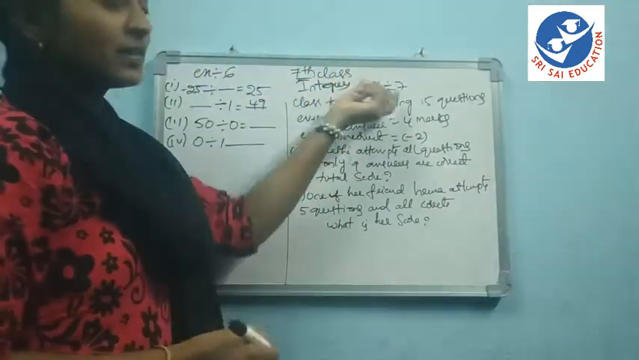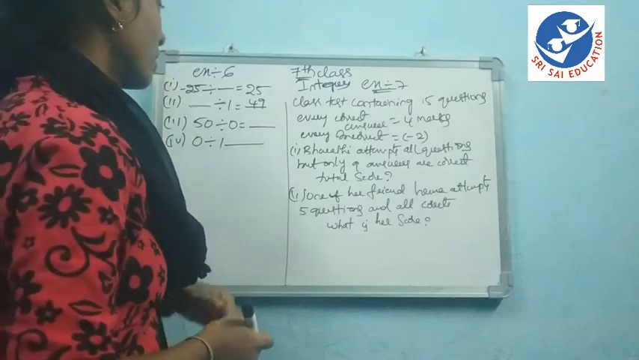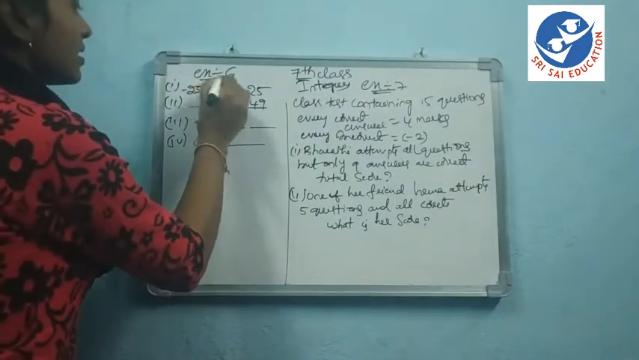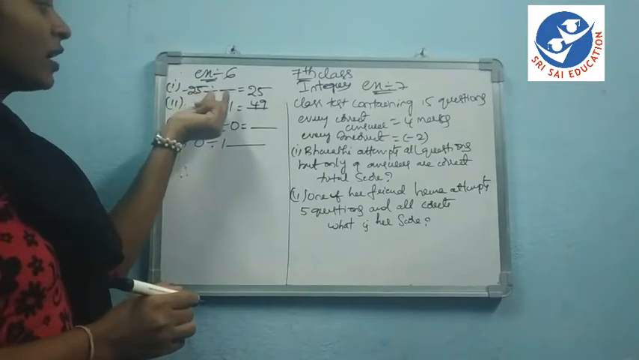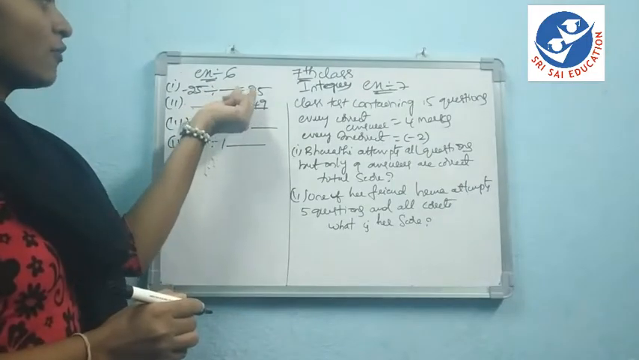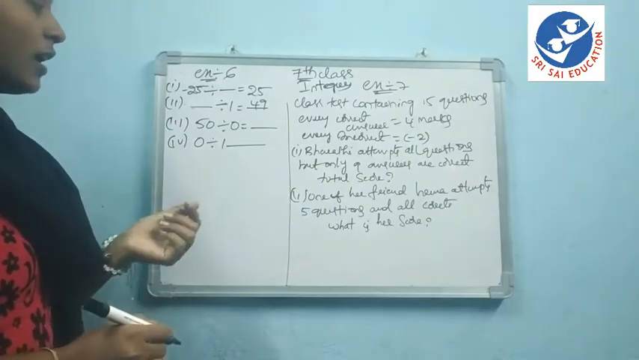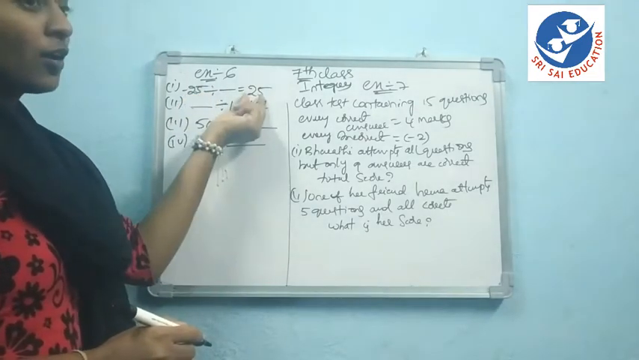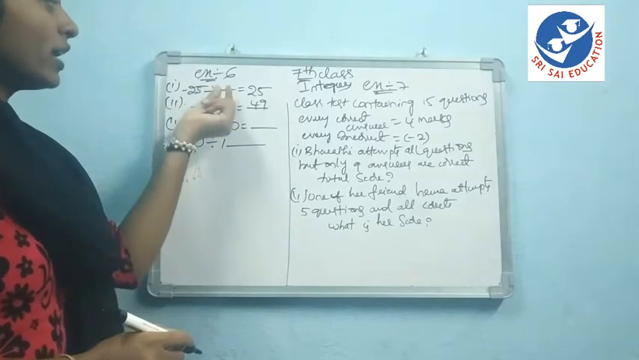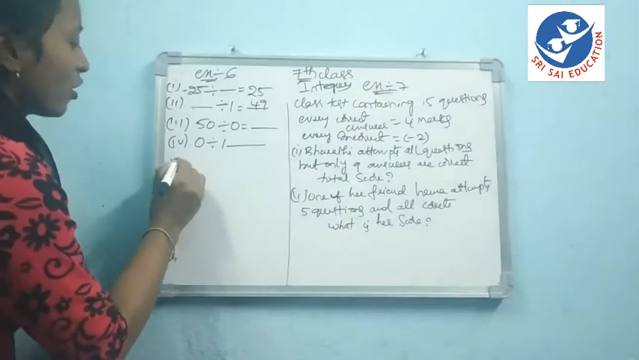Exercise 6 and 7 problems we solved. In exercise 6, the first problem is minus 25 divided by which number is equal to 25. If a number divides minus 25, we get 25. What is this number? We solve that.